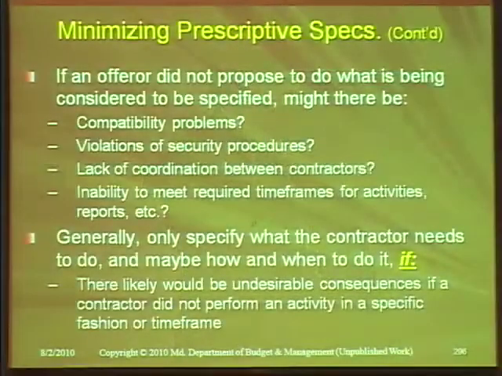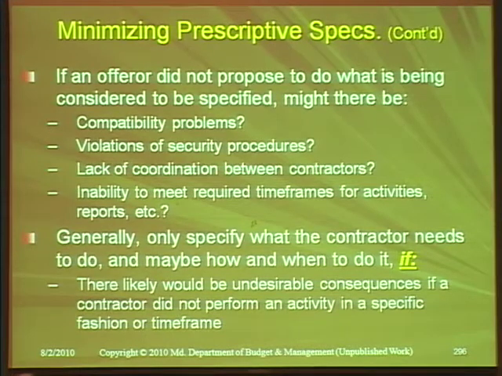If an offeror did not propose to do what is being considered to be specified, might there be compatibility problems, violation of security procedures? Like if you're Department of Public Safety, you have very prescriptive rules and regulations of what vendors can do or not do on premises. You have to control access to prisoners. You have to control the ability for them to bring in contraband, all kinds of things. And so there's no question that they have to be very, very prescriptive.